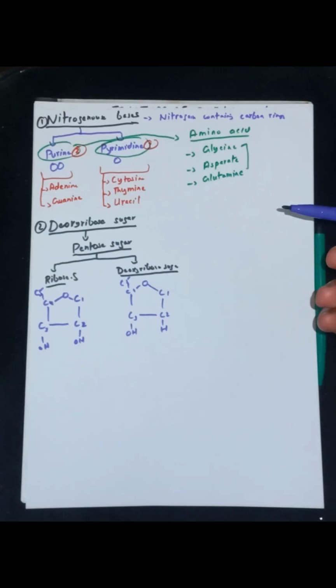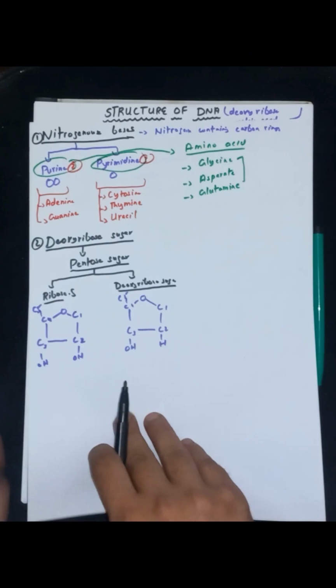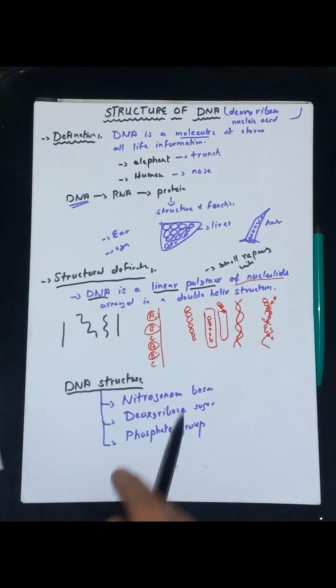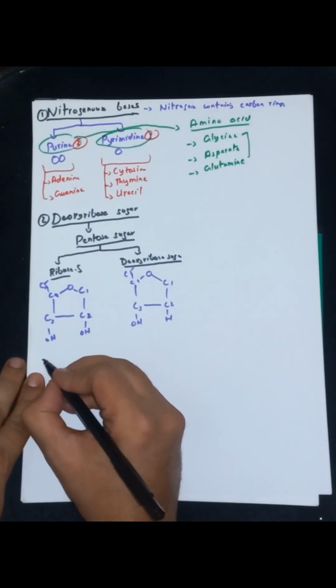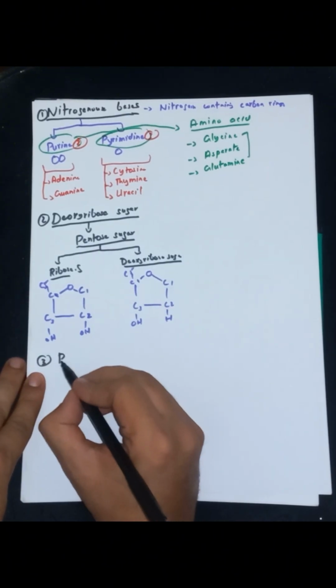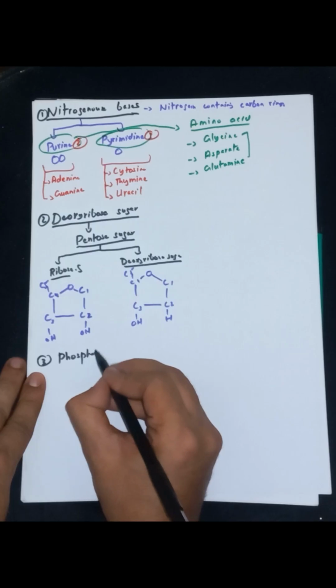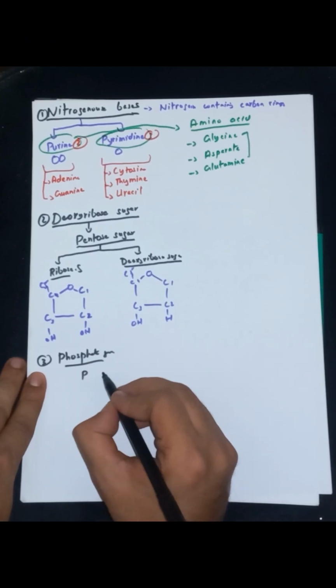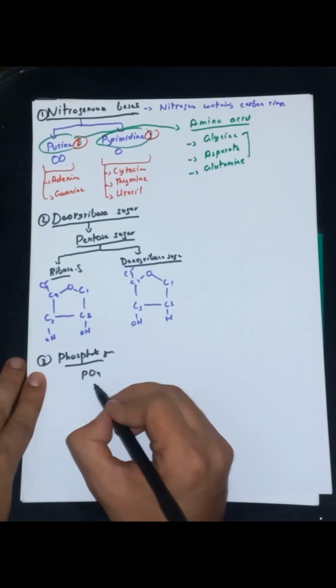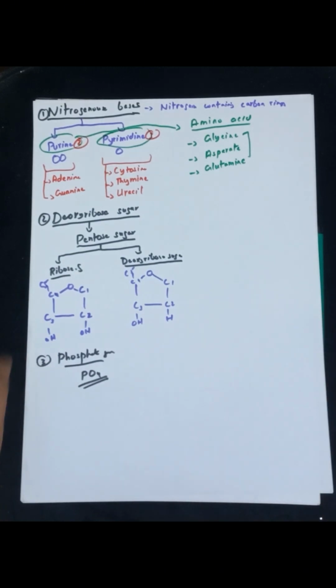Okay, so what was the third thing here? The third thing was the phosphate group. Okay, so let's make our phosphate here. The phosphate group is nothing to discuss about, because it will have phosphorus and four oxygens, and phosphate will be formed. So this is just the phosphate.